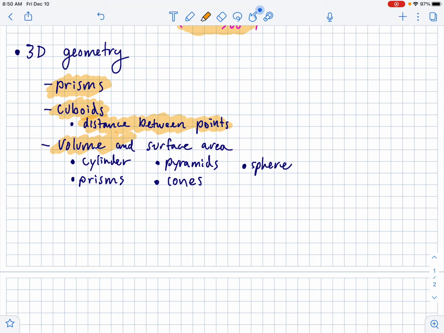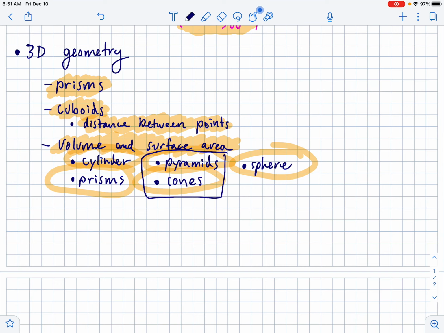The last thing we did was volume and surface area of 3D shapes. The big five shapes you're responsible for are the cylinder, pyramids (all different types of pyramids, with different bases), spheres, prisms, and cones. Remember, for pyramids and cones, the volume is 1/3 of the area of the base times the height.